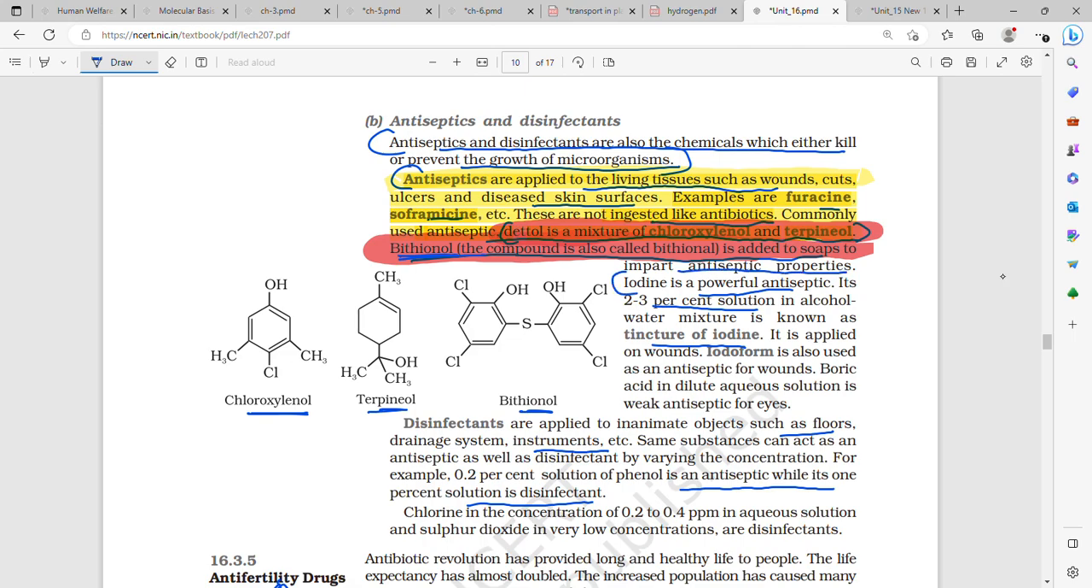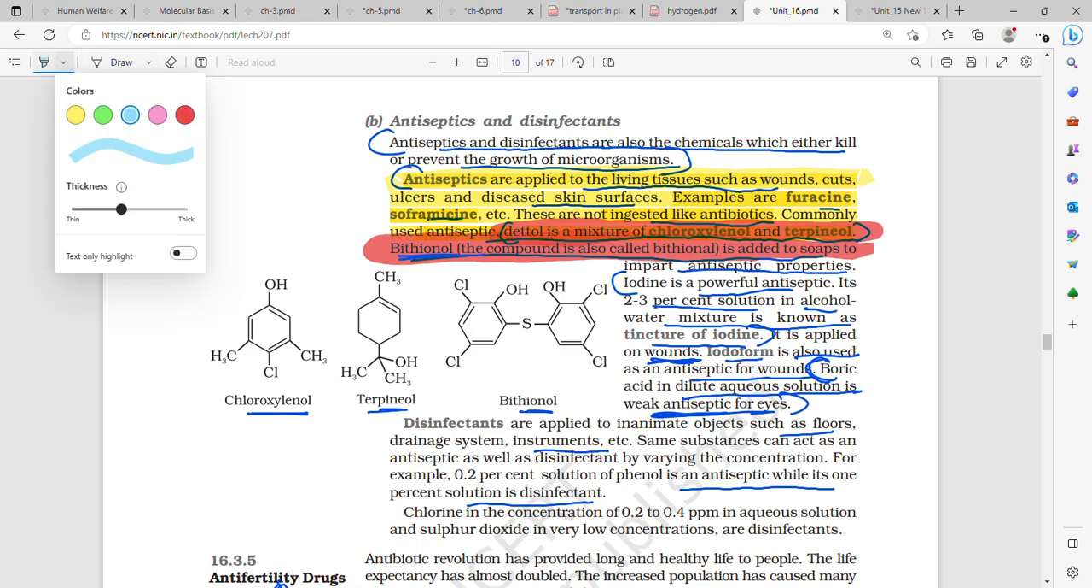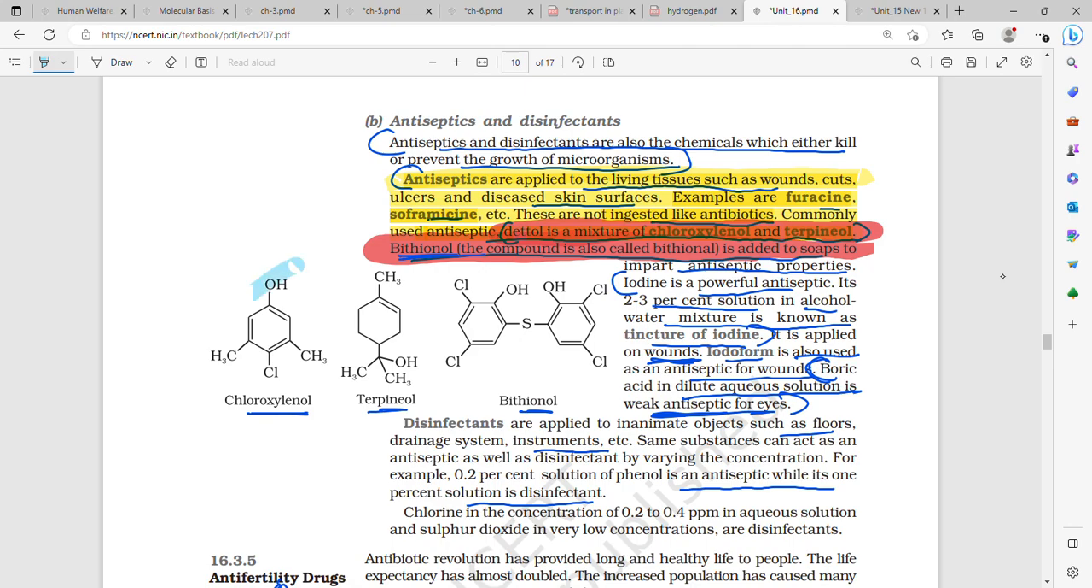Iodine is a powerful antiseptic. Its 2 to 3% solution in alcohol and water is called tincture of iodine. It is applied on wounds. Iodoform is also used as an antiseptic for wounds. Boric acid in dilute aqueous solution is used as a weak antiseptic for eyes.